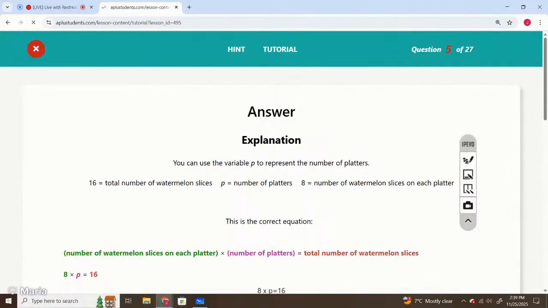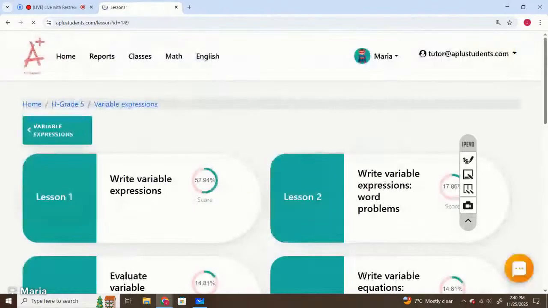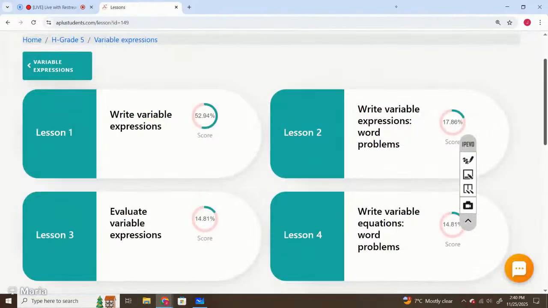Okay, you can complete the lesson by yourself later today. So we were working on grade 5 math. The chapter we were working on is variable expressions. The lessons we have covered today are write variable expressions, write variable expressions word problems, evaluate variable expressions, and write variable equations word problems.